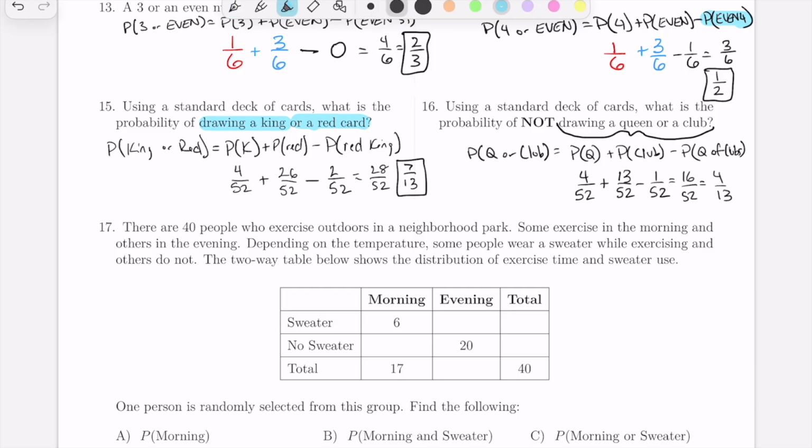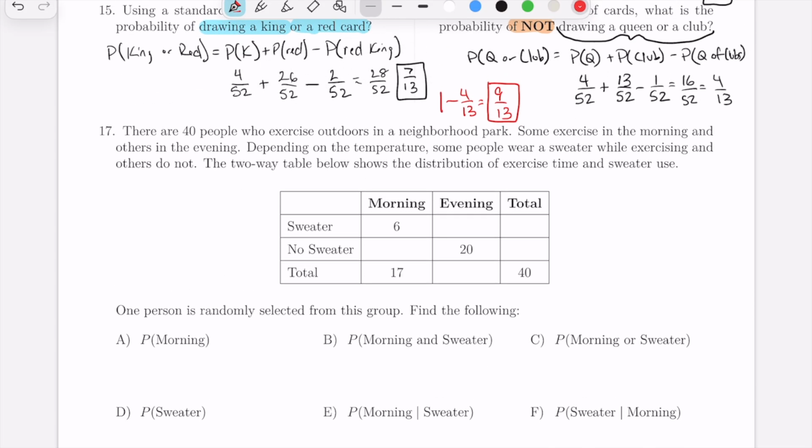This is where we have to now go one step further and take care of this not queen or club. And what we'll do there when we want to do not, that's the complement. And so we're going to do 1 minus 4/13 to get 9/13. There's a 9/13 probability of drawing not a queen or a club.